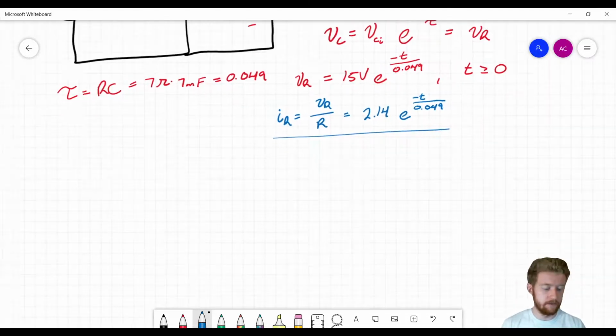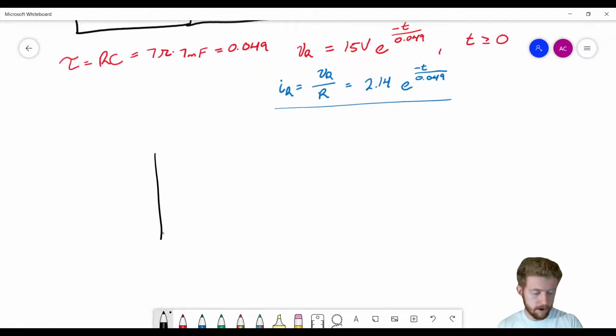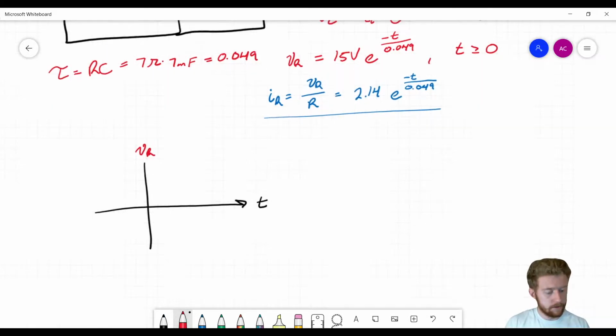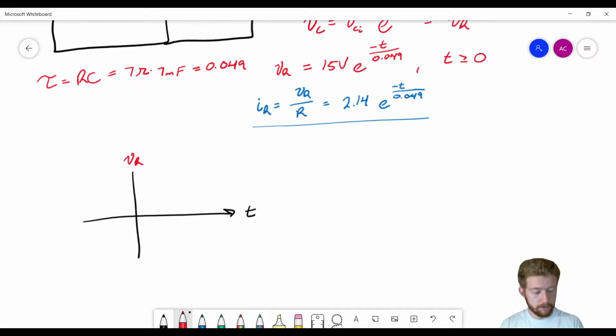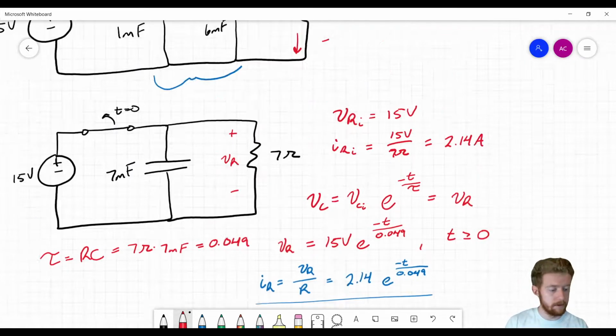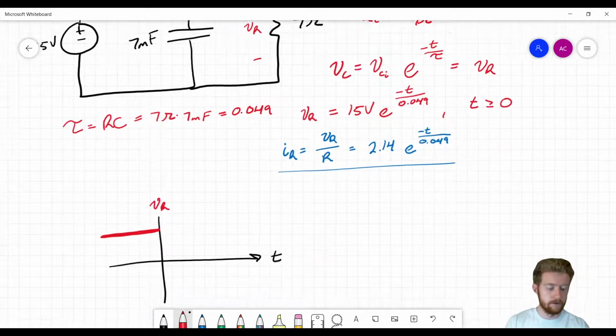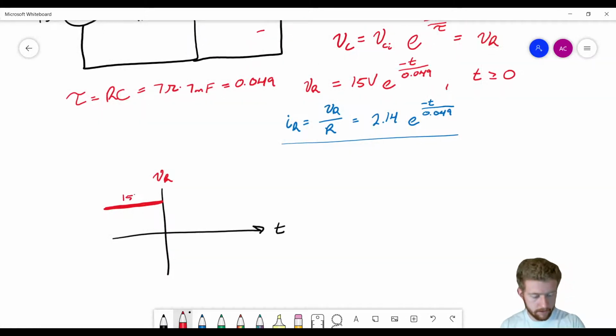Let's go ahead and graph these. I'll start off by graphing the voltage for that resistor. So the voltage before we open that switch is just 15 volts, right? Because we set up here that the initial voltage across that resistor is a constant 15 volts. So we know that this is originally 15 volts before we open that switch.